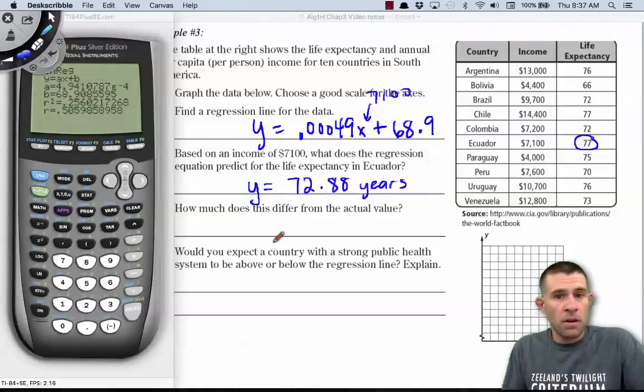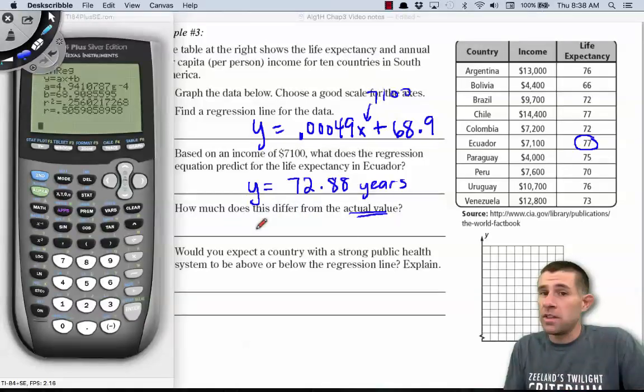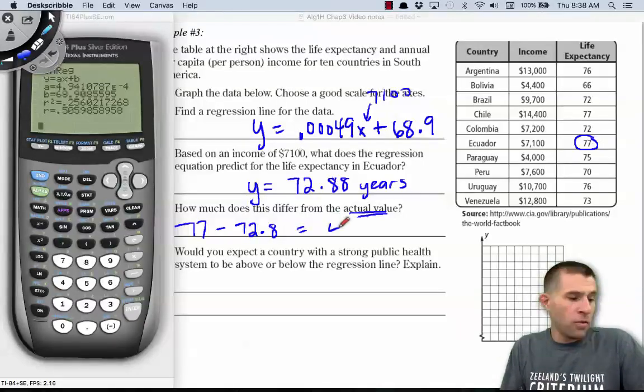You can see here from the chart in Ecuador, it's actually calculating out to be a life expectancy of 77. All right, how much does this differ from the actual value? Well, this is called the deviation. So the actual value was 77, and the predicted value was 72.8. So we're going to take 72.8, and we're going to subtract that from 77, and this comes up to be 4.2 years.